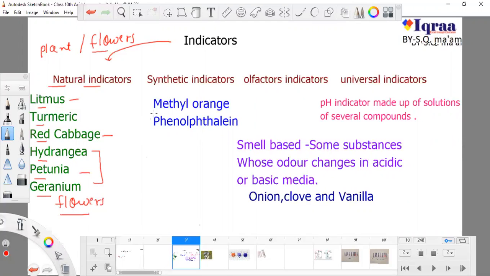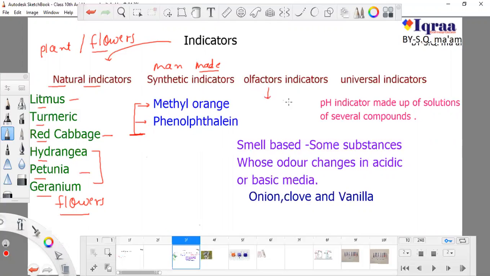Now, methyl orange and phenolphthalein are synthetic, or we can say man-made. You cannot find these in nature, where I go somewhere and find methyl orange. They are man-made, they are synthetic. You have to remember these two things. The question could be asked in your exams: what are two types of synthetic indicators? Next type of indicators are olfactory indicators.